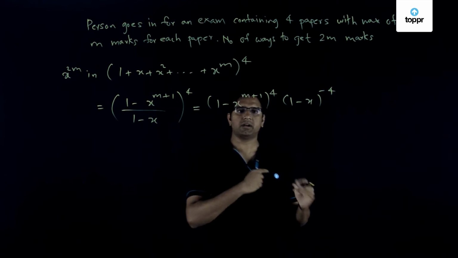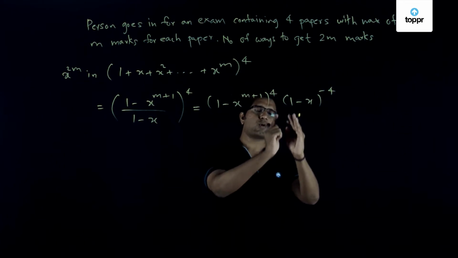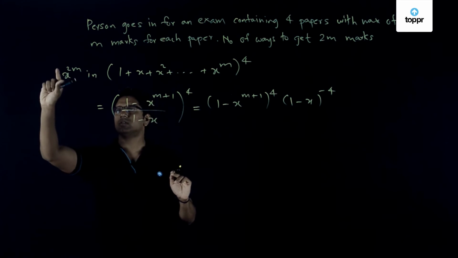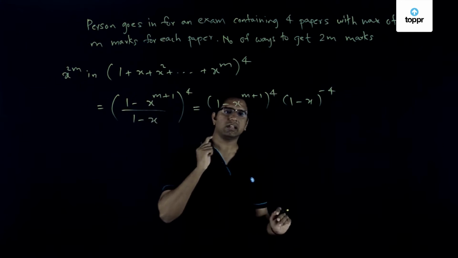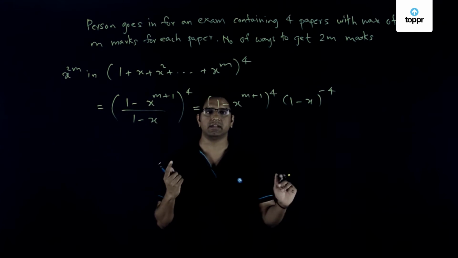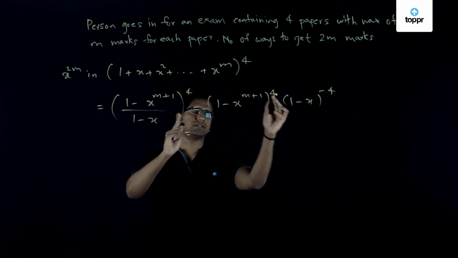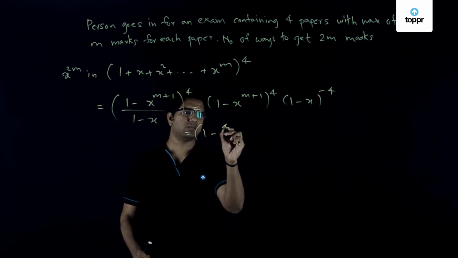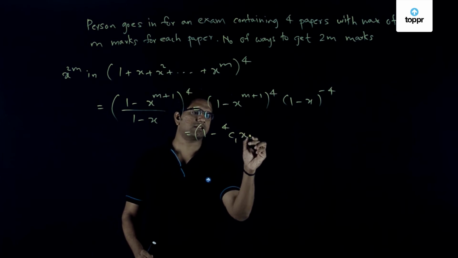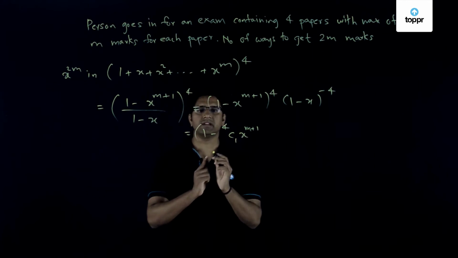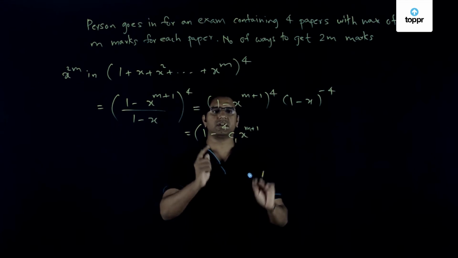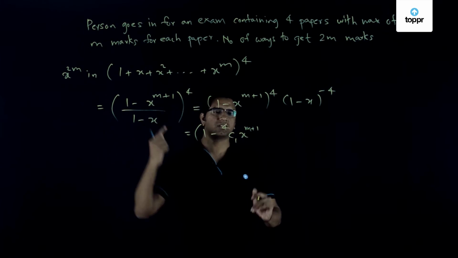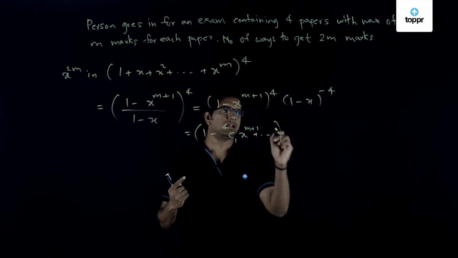Here we have a negative exponent, but again we have the expansion for (1 minus x) power minus n. Since we are interested in the coefficient of x power 2m, let us see in which all possible ways x power 2m can occur here. Let me write a few terms. We have 1 minus 4c1 times x power m plus 1, and I am not bothered about the other terms because the next term will involve x power 2m plus 2, which is more than 2m.